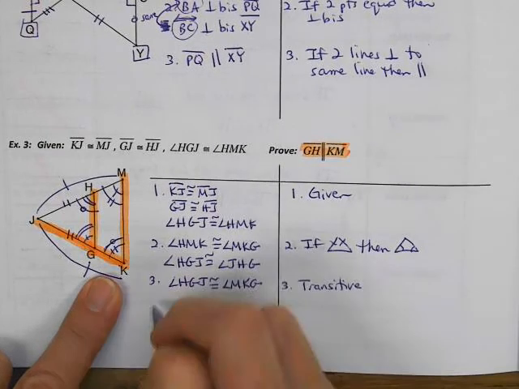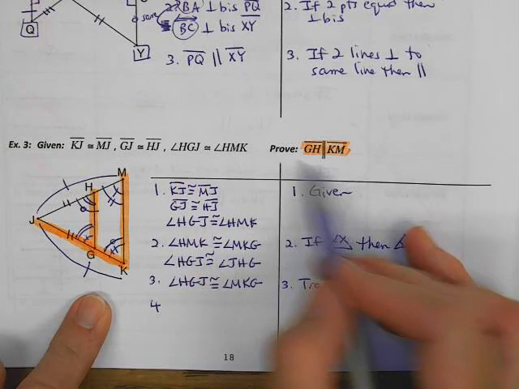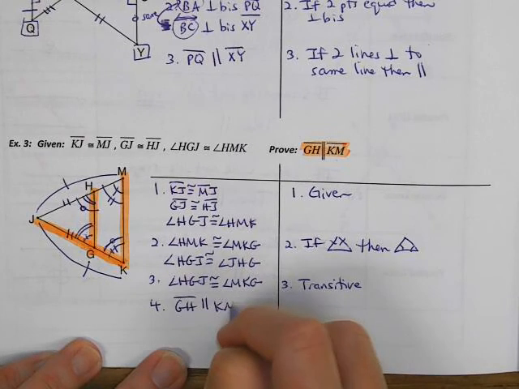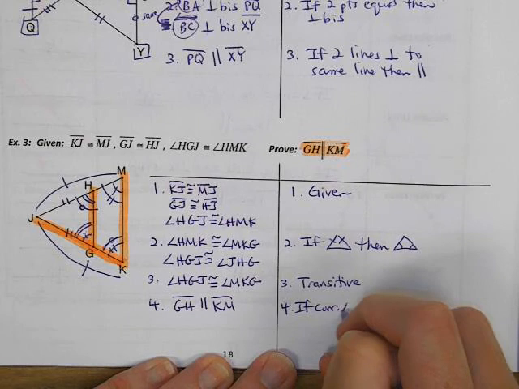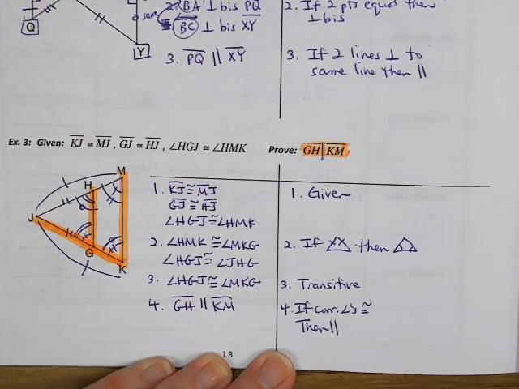Okay, now that these two angles are congruent, those are corresponding angles for these lines, so now I can say GH is parallel to KM if corresponding angles are congruent, then the lines are parallel.